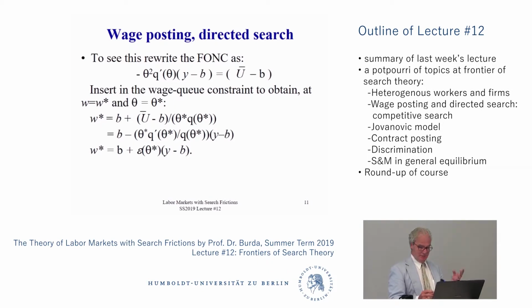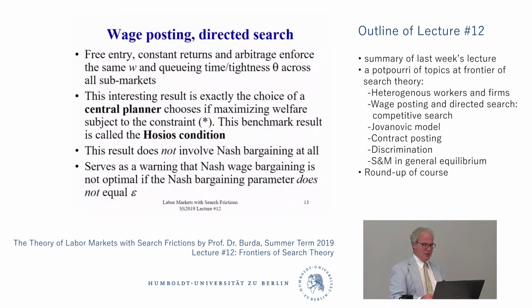This is what Hosios' famous paper showed: that a central planner trying to maximize welfare in a labor market would choose the sharing parameter to be the elasticity of the matching function. That tells you one thing: the Nash bargain outcome may not be optimal. The workers may have too much power, or too little power. And if you nail it, then you've reached the best of all possible worlds.